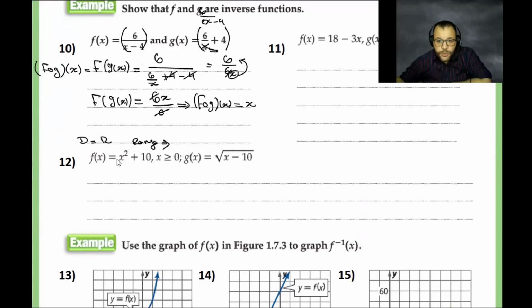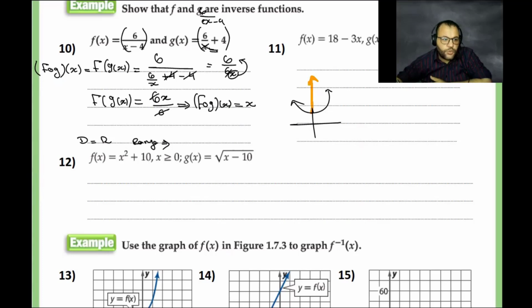What is the graph for this one? If you can't find the range, you can find it from the graph. Range, you can find them from the graph. Values less than 10? What is the graph for this one? A parabola, 10 units up. So what is the range? Values more than 10. Yes, from 10 and going up.